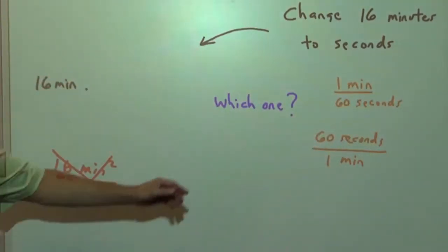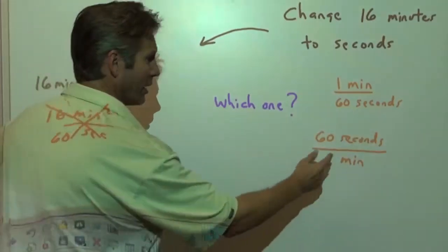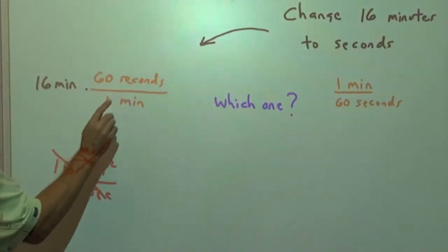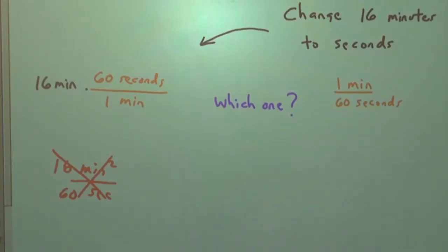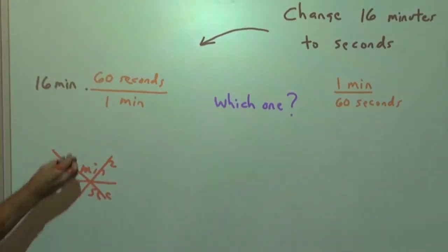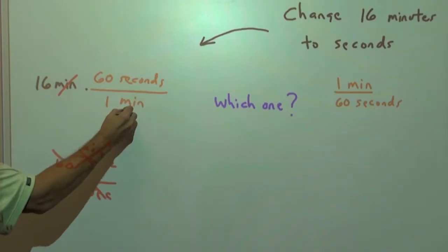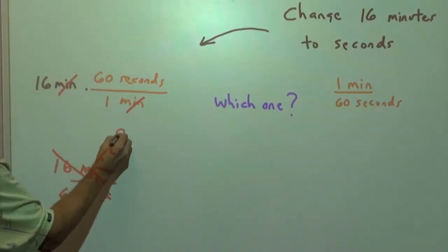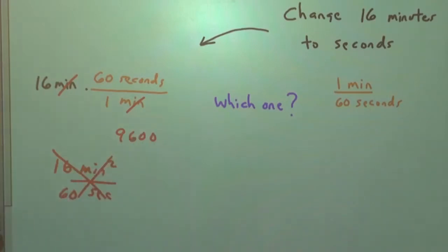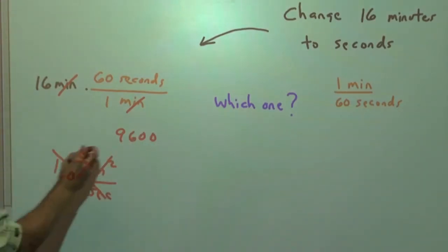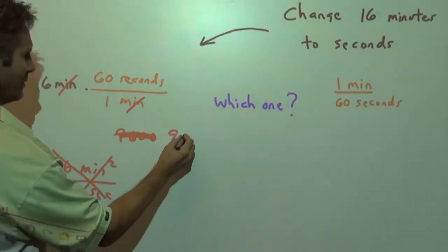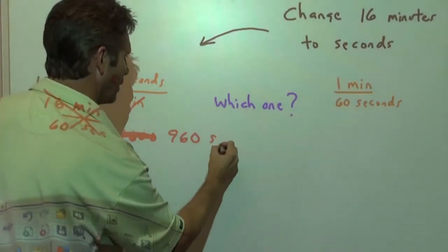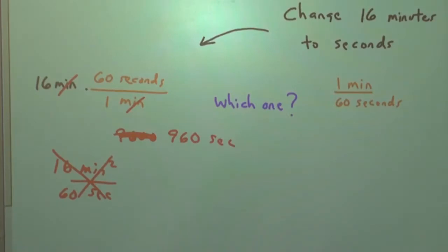What we want to do is also relate 60 seconds to 1 minute, but we want to do it this way. That's the form of the number 1 we want, so that now we can say, oh, look at this. A minute divided by a minute is 1. And so I'm left with 16 times 60, which is 9,600. Is that right? No, 960. Sorry, that's bad math. 960 seconds, because the only units left are seconds.